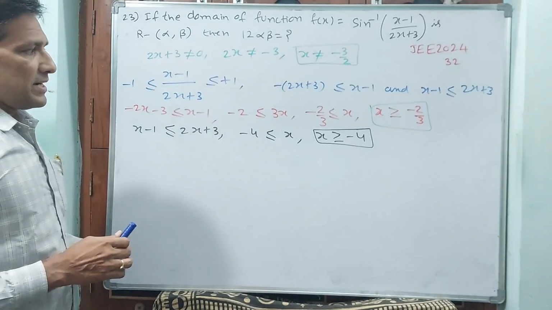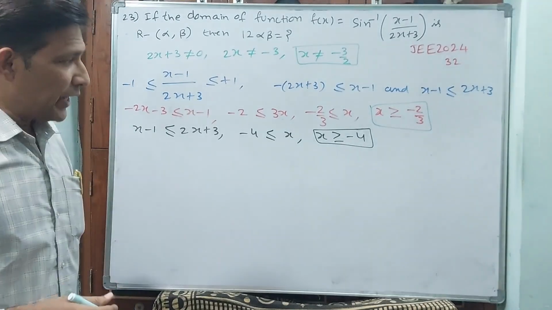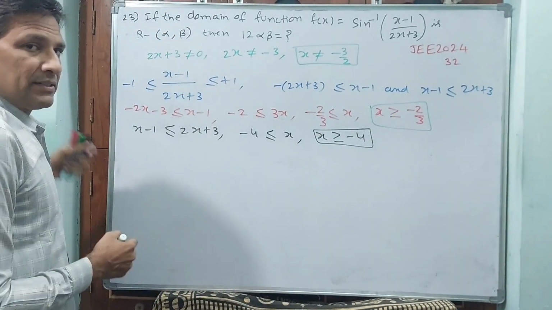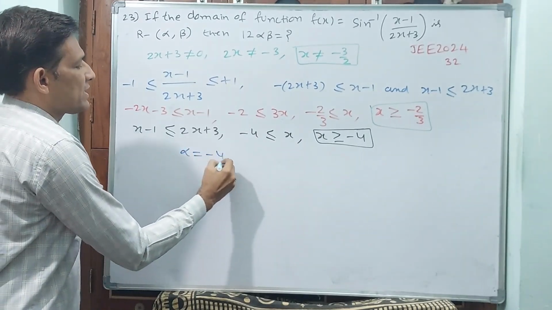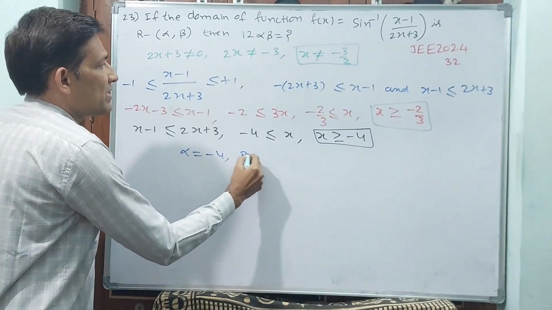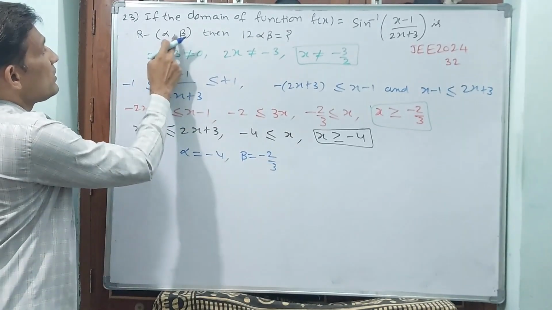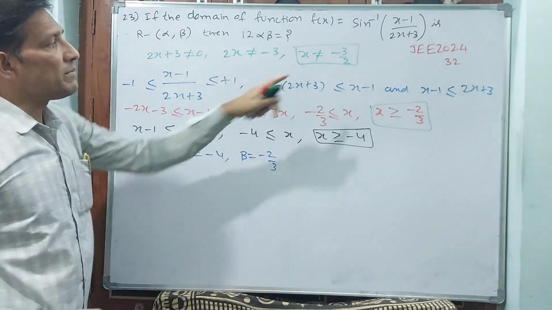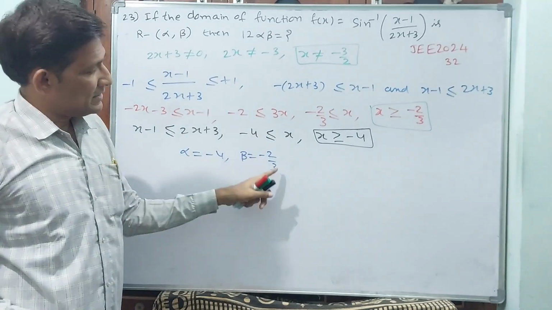What are you going to understand here? Which is smaller, minus 4 or minus 2 by 3? On the negative side, minus 4 is smaller and minus 2 by 3 is bigger. That means I want to take alpha as minus 4 and beta as minus 2 by 3. In between only minus 3 by 2 will come. Minus 3 by 2 means minus 1.5, which lies between minus 4 and minus 2 by 3.